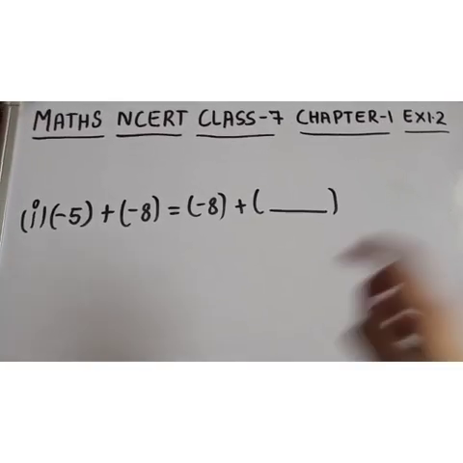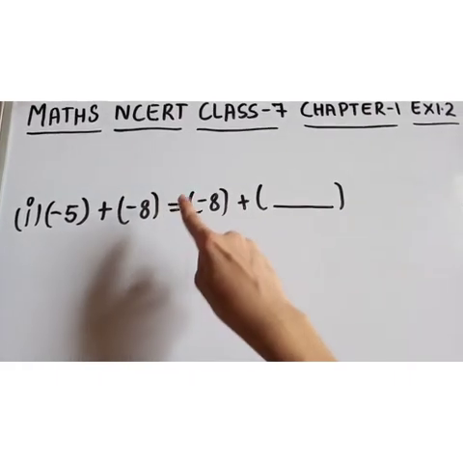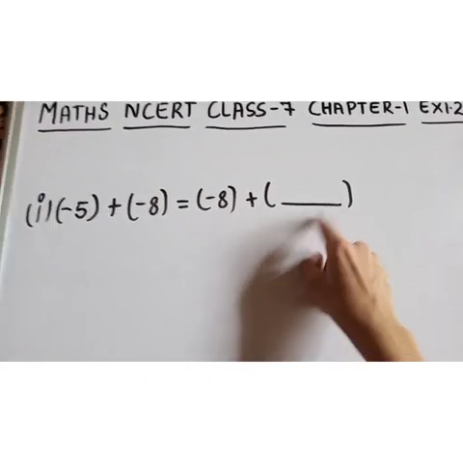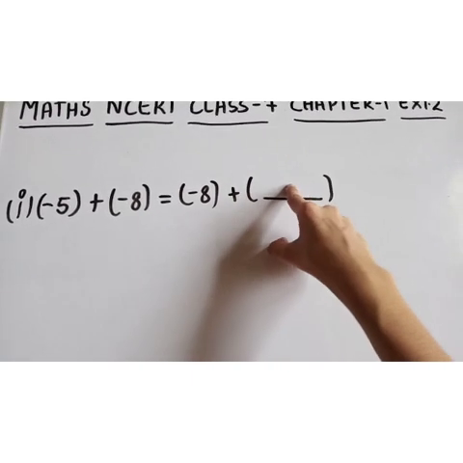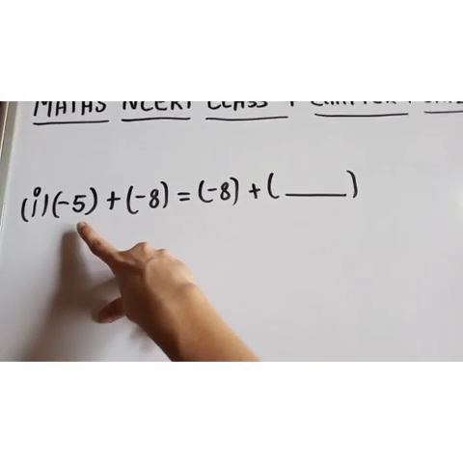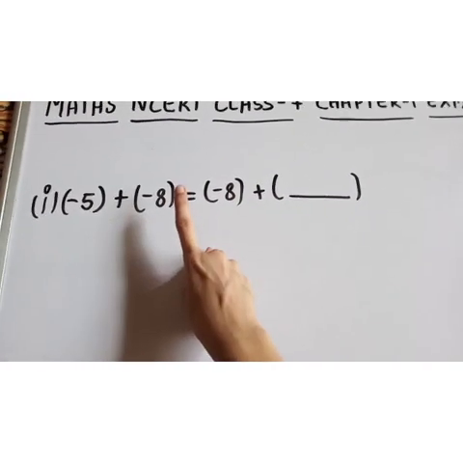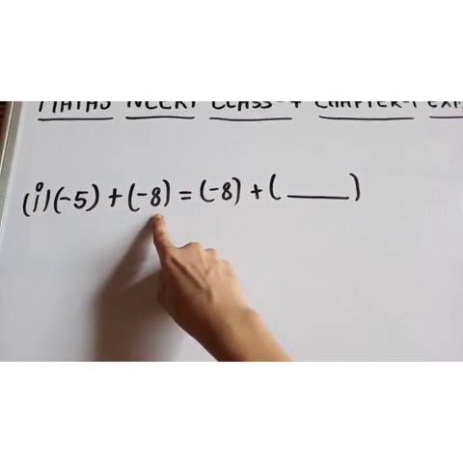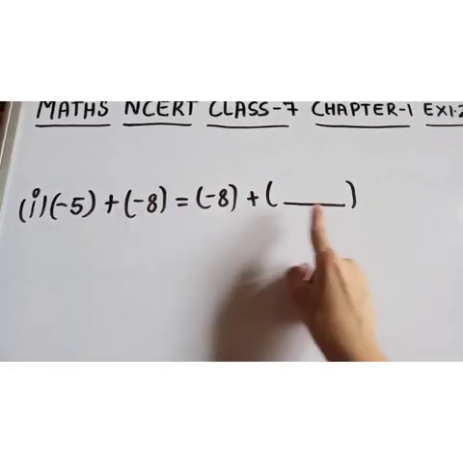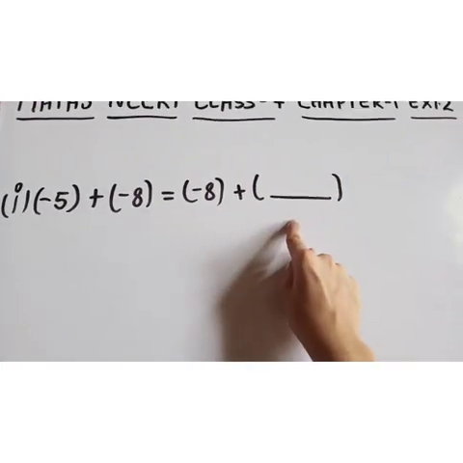So now the first part is minus 5 plus minus 8 equals to minus 8 plus dash equals plus dash. This is the blank, we have to fill in this blank. Now let's see. First of all, they have written minus 5 plus minus 8. After that, there is an equals to sign. After that, they have written minus 8 over here, but minus 5 is missing here. So we will write minus 5 over here.